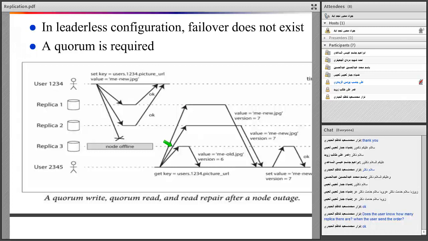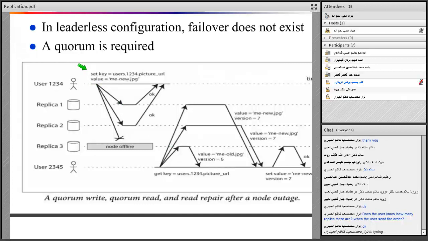We can compare the leaderless with the 2 previous types, single leader and multi-leader, in some aspects. In single leader, the write request should be sent only to the leader, and the read request should be sent to only one replica. But in the leaderless technique, the write request should be sent to all replicas.